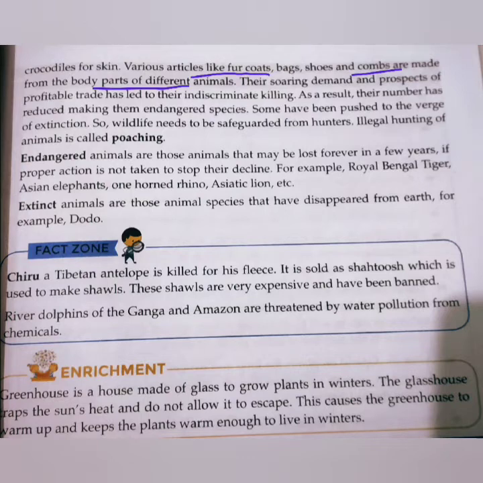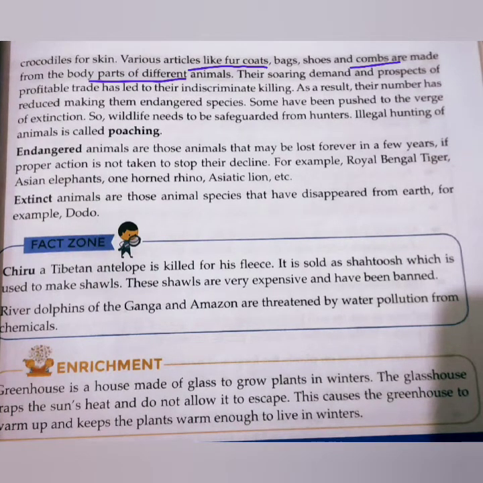So what are endangered species? Endangered species or animals are those animals that may be lost forever in a few years if proper action is not taken to stop their decline. It means they are present in such small numbers on this earth that after a few years we would not be able to see them. Even our future generations may see them in pictures only. Examples are the Royal Bengal tiger, Asian elephants, one-horned rhino, Asiatic lion, etc.